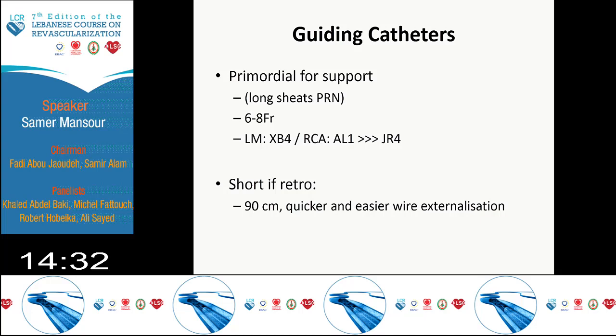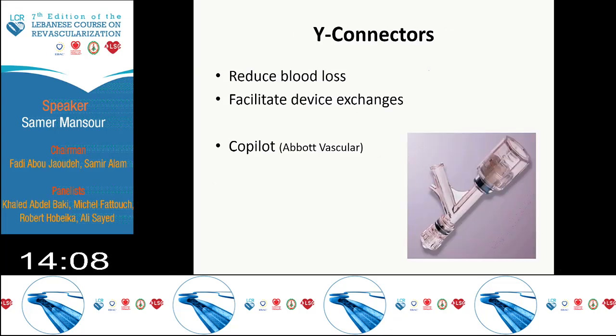Guiding catheters, you can go 6 or 8 French, depending on your comfort and depending on your experience. We usually go with a 6 French. We use the extra backup for the left. We use left implants, as I showed you. We discussed it yesterday. And more than the right Judkins. We use short guiding catheters, 90 centimeters, if we think we will go retrograde, because it will give us a quicker and easier wire externalization in the retrograde.